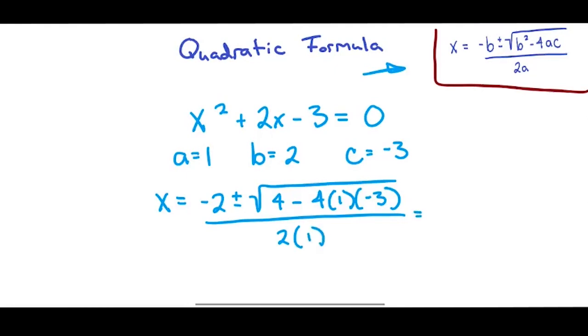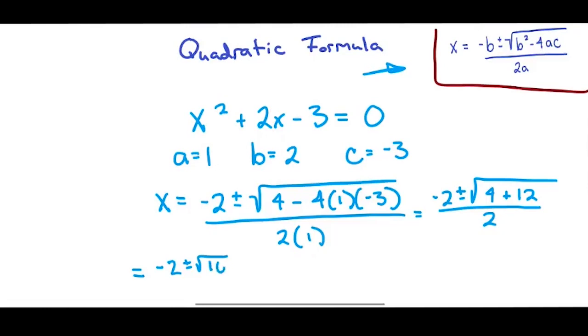We'll simplify this, so negative 2 plus or minus the square root of 4 plus 12 divided by 2. Well, bring it down here, and I have negative 2 plus or minus the square root of 16 divided by 2. Well, that's negative 2 plus or minus 4 divided by 2.